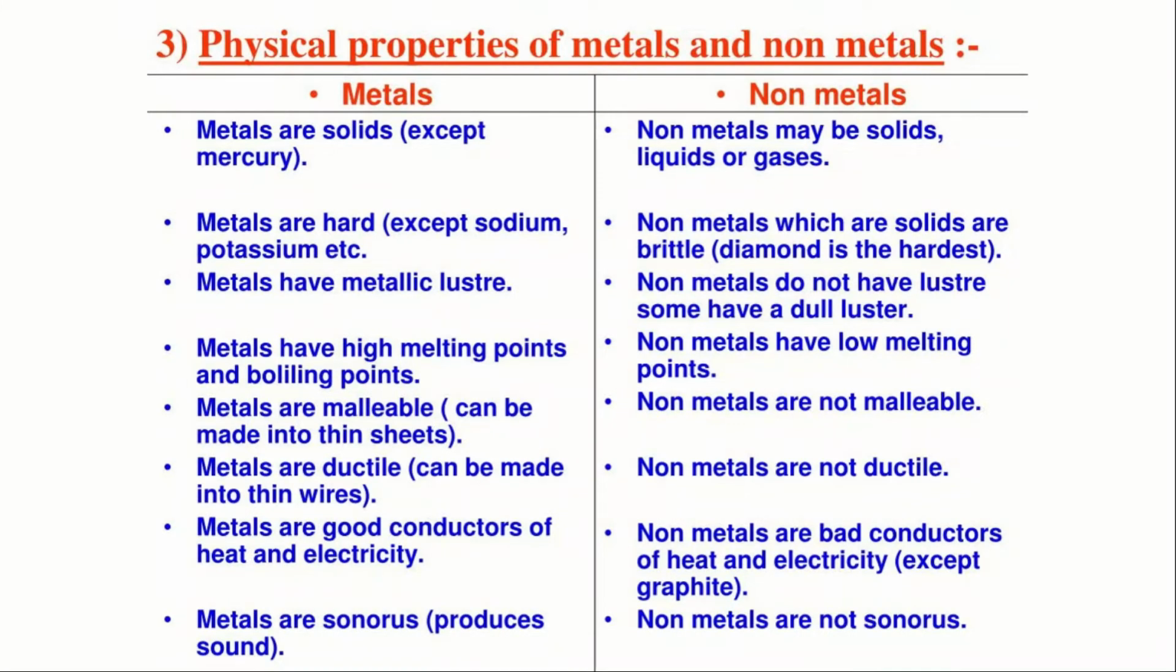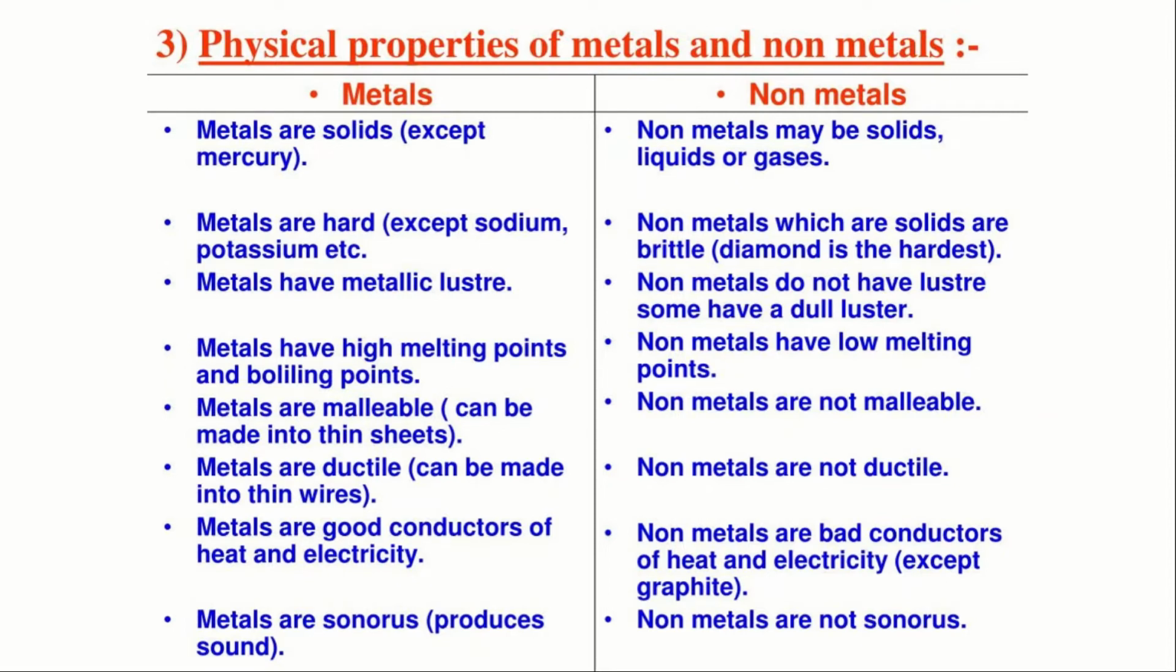Now let us know specifically about physical and chemical properties of metals and non-metals. Physical properties. Metals are solid except mercury. Non-metals may be solid, liquid or gas. Metals are hard except sodium, potassium, etc. Non-metals which are solids are brittle. Diamond is the hardest. Metals have metallic luster. Non-metals do not have luster. Some have a dull luster.